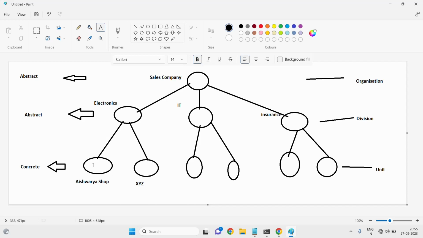For example, for a company like Aishwarya shop, there are thousands of customers. In order to differentiate each and every customer, whenever you buy a laptop, they will provide you some transaction ID, right?